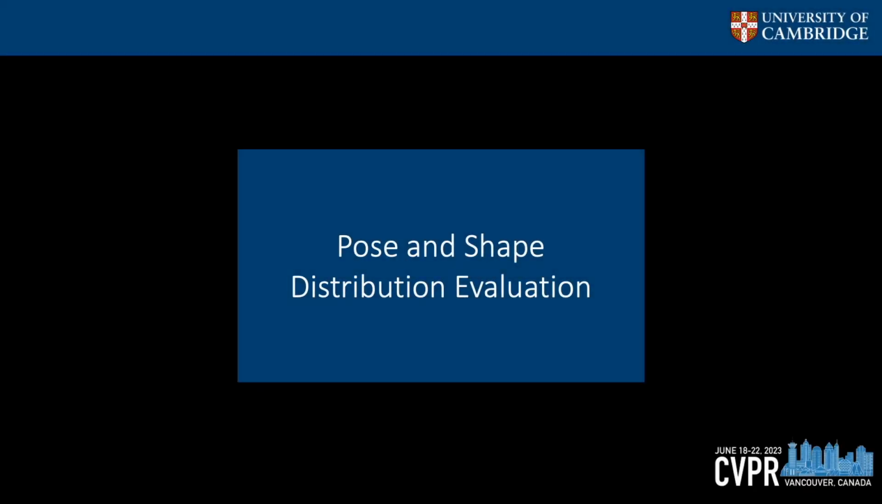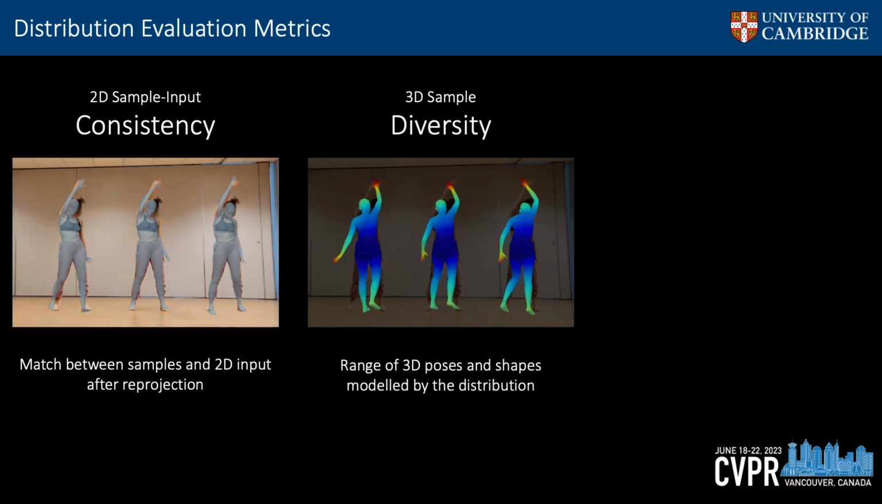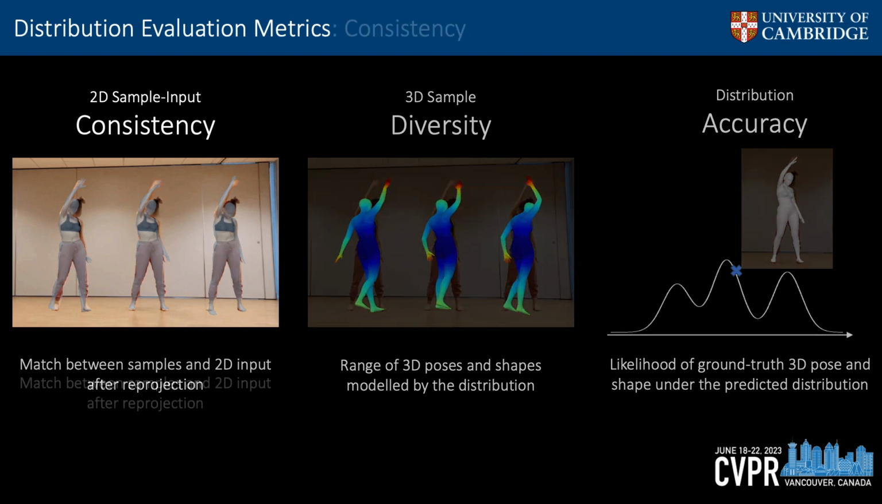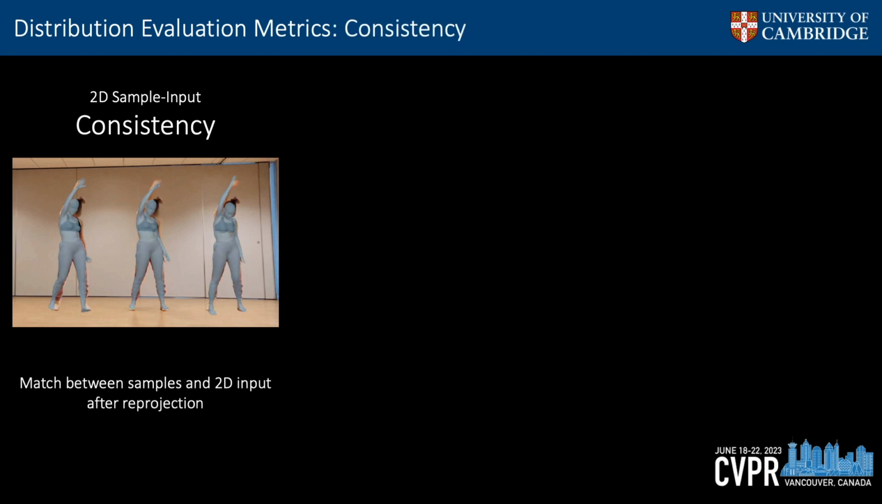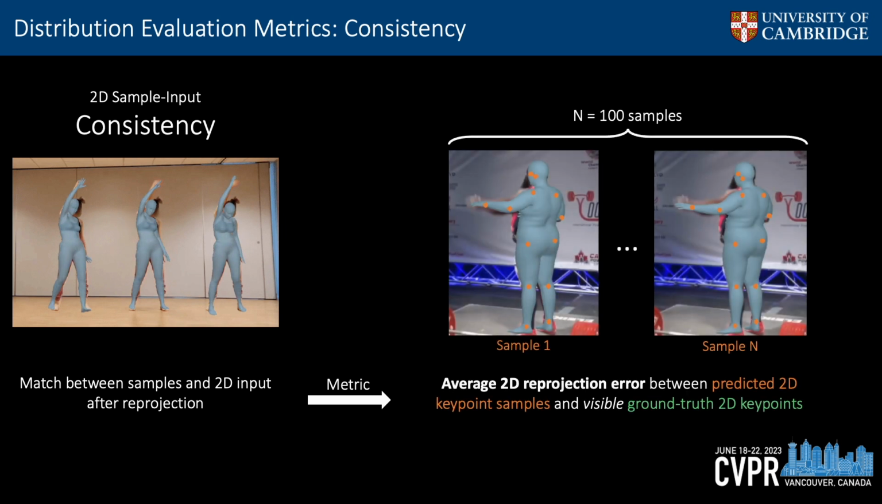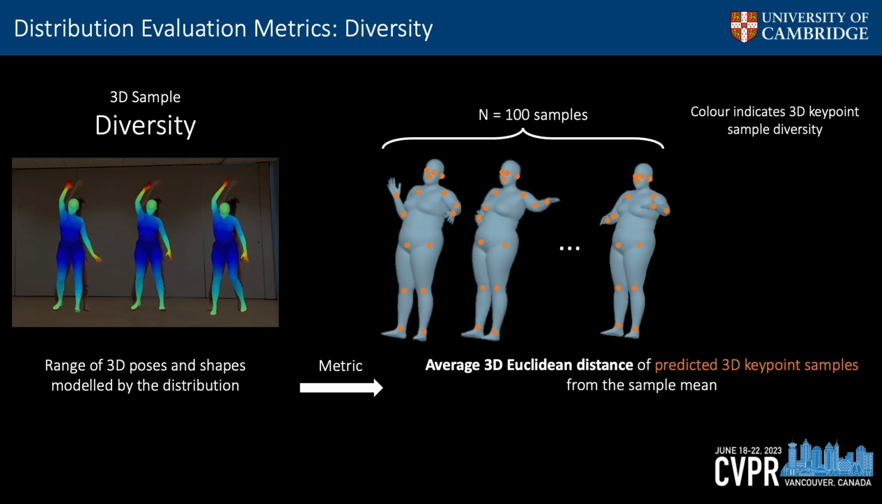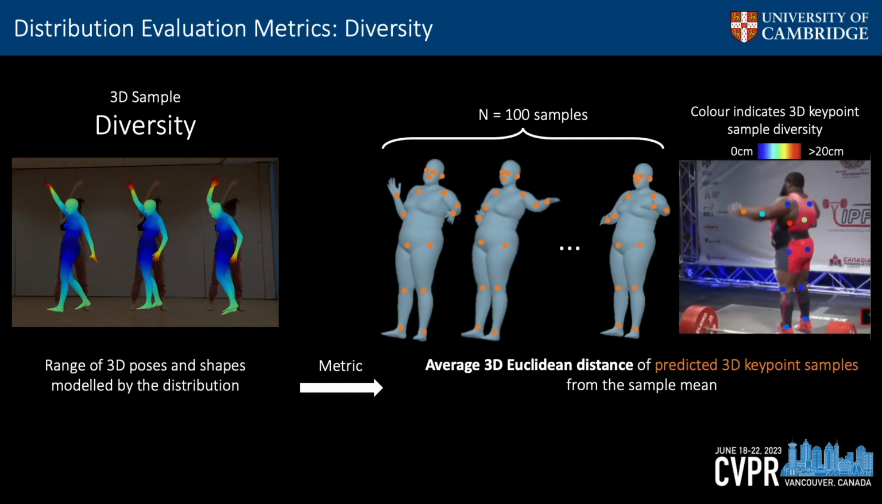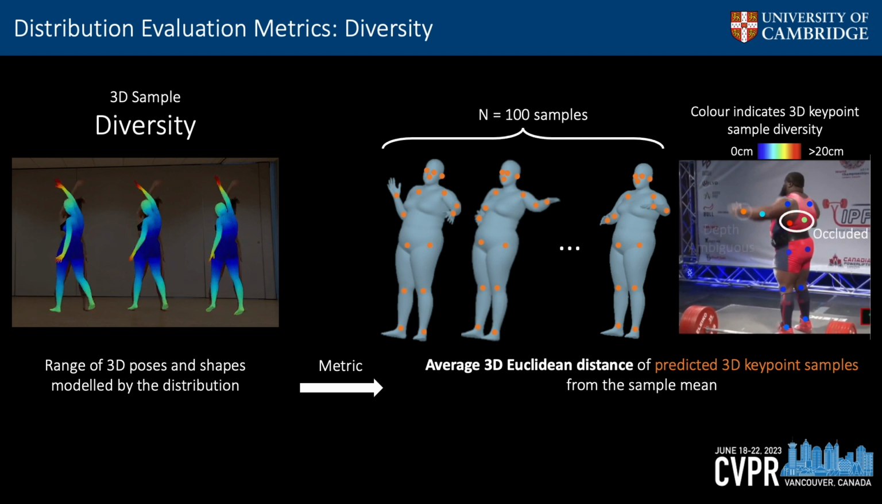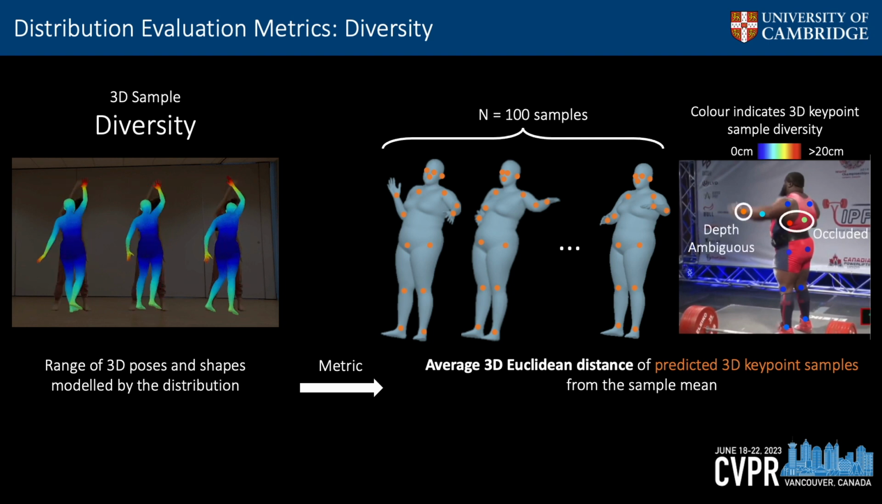Let's take a closer look at the metrics we use to evaluate pose and shape distribution predictions, in terms of sample input consistency, sample diversity, and distribution accuracy. The match between predicted samples and the input image is measured using the average reprojection error between predicted 2D keypoint samples in the image plane and ground truth 2D keypoints that are visible in the input image. The diversity of 3D pose and shape samples is measured using the average 3D Euclidean distance of predicted keypoint samples from the sample mean. Occluded or depth ambiguous keypoints should exhibit greater 3D diversity.